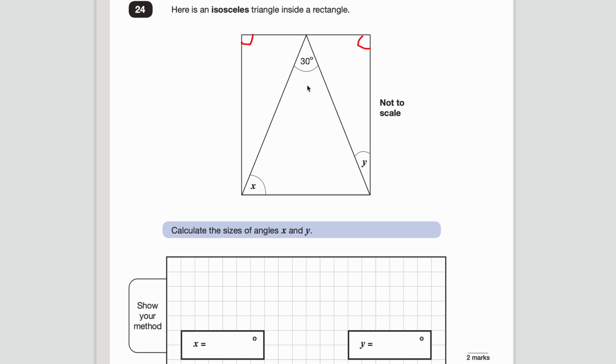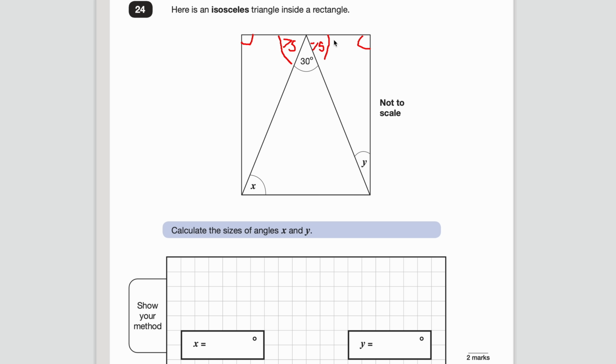So looking at this angle here, we know that this angle is 180 degrees. So because it's isosceles, each of these will be the same. 180 subtract 30 is 150. So what's half of 150? It's 75.